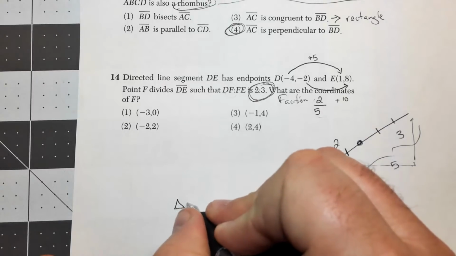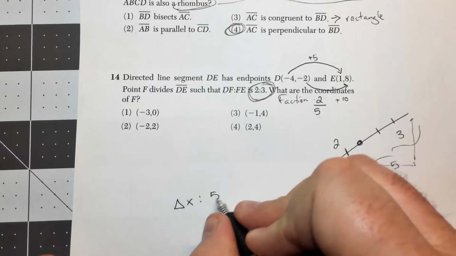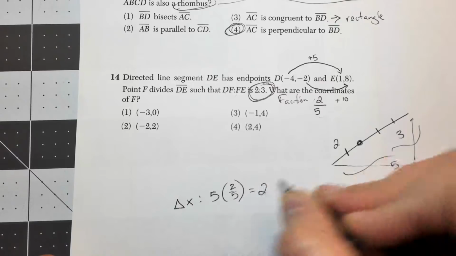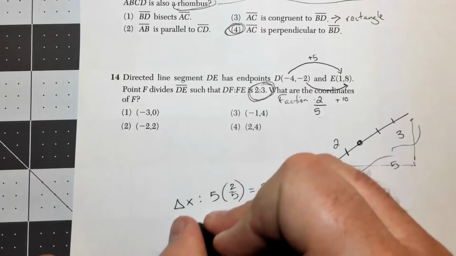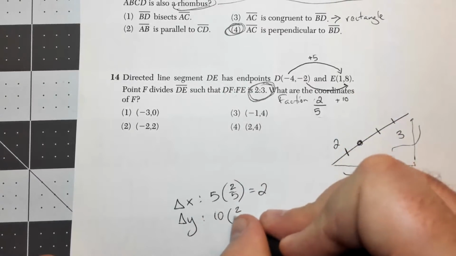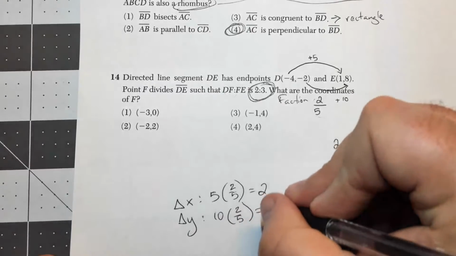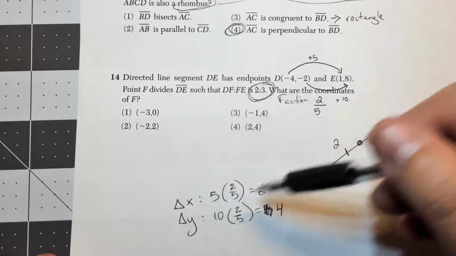So for our change in X, okay, we're going to multiply the change in X, which is 5, times our fraction of 2/5. And that tells us that we're only actually moving over 2 units to the right instead of all 5. And then for the change in Y, we're going to take that change, which is 10, multiply it again times 2/5, which is going to give you 5. Nope, scratch that. 4, okay, 20 divided by 5, right, 10 divided by 5.